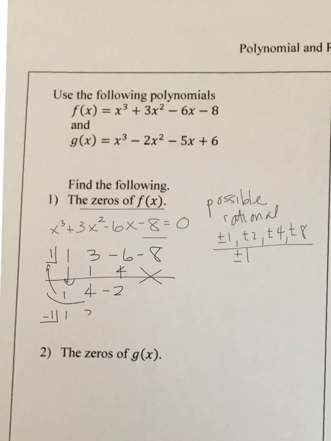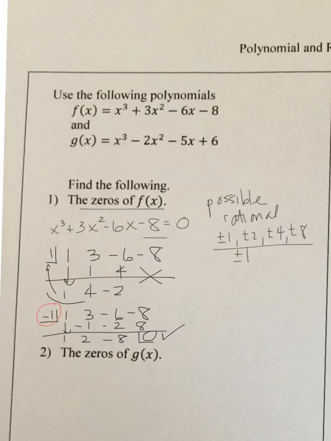So we have 1, 3, negative 6, negative 8. Bring down the 1 again. We'll get negative 1, a 2, negative 2. This looks promising. We get negative 8, and then a positive 8, which makes 0. Woohoo! That means negative 1 is a zero.